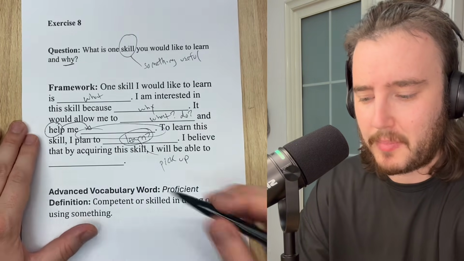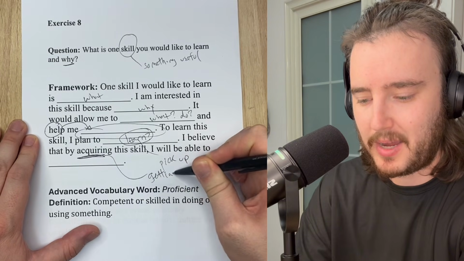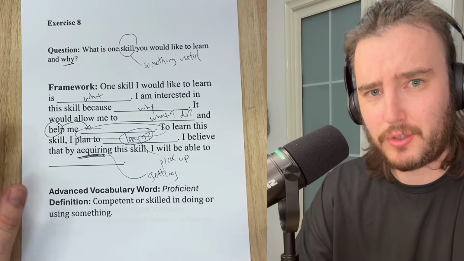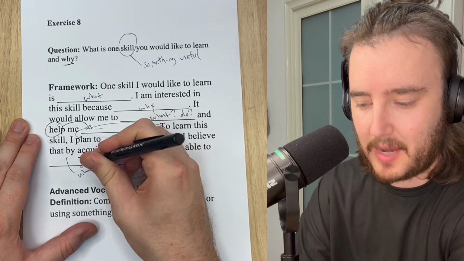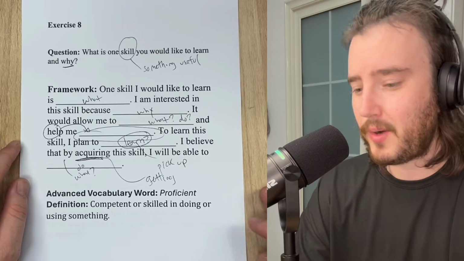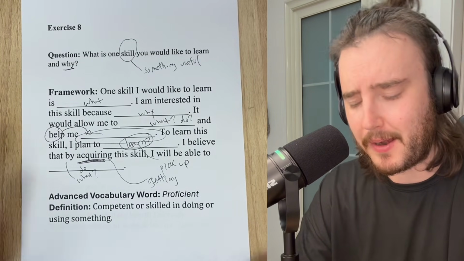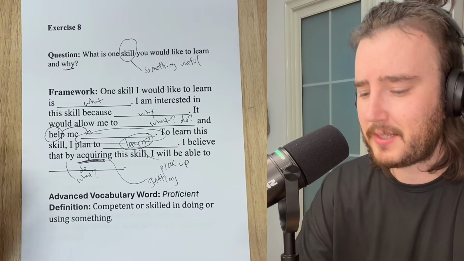I believe that by acquiring, ooh, good word, or getting, by getting this skill, I will be able to do what? What will you be able to do if you can get this skill? So, once again, you don't have to use the framework, but it's there if you would like to have a little bit of help, a little bit of assistance.